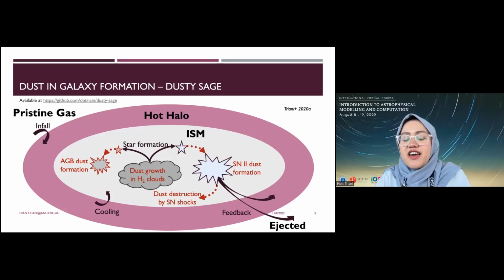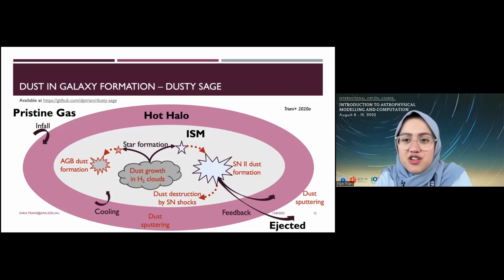But because the halo and ejected reservoir are so hot, the dust can undergo more destruction, which is called thermal sputtering. It's the corrosion of the dust particle because of the very hot temperature.